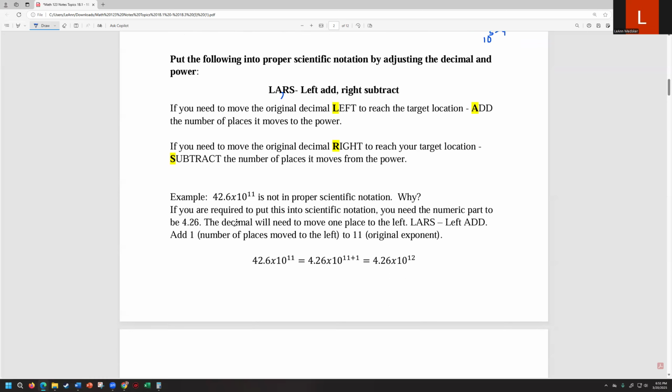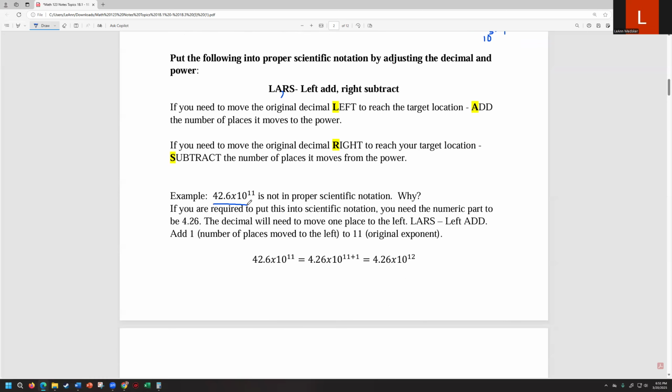So let's look at this. Notice this one is not proper scientific notation. The issue is that we have 2 digits up in front, not one. You're only supposed to have 1 digit in front of your decimal point. That's how you get in proper form. So we've got 2 digits there. We need to fix it. If you're required to put this into scientific notation, which, like I said, always means proper, you need to fix the numeric part to 4.26. We need to shift that decimal one place to the left.